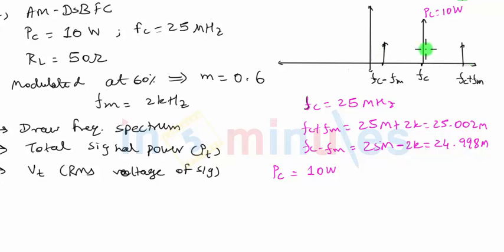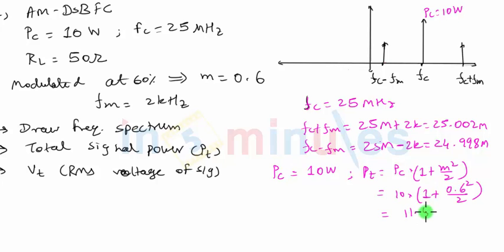To find the power of the sideband frequencies, we can first find the total power. Total power has the formula PT equal to PC into 1 plus M squared by 2. In this case, the load resistance doesn't come into the picture because both PT and PC are found with the same value of RL, so it will cancel out anyway. This expression of the total power remains the same. PC is 10, M is given as 0.6, so 1 plus 0.6 squared divided by 2. If we solve this, the total power comes out to be 11.8 watts.